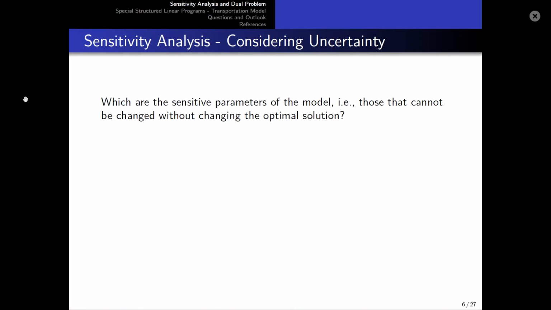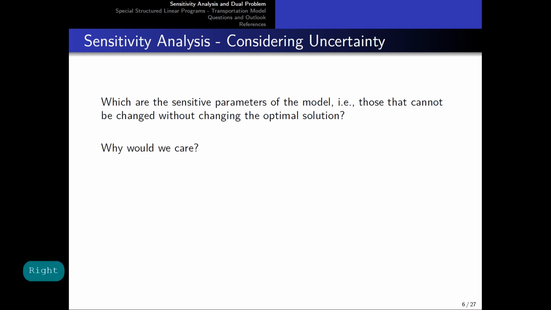So when considering a sensitivity analysis, the question that we want to answer is how much can we have made errors in estimating the parameters of our model without changing the optimal solution? Or in other words, which are those parameters that we need to take special care of, because if they were erroneous, they would change the optimal solution.